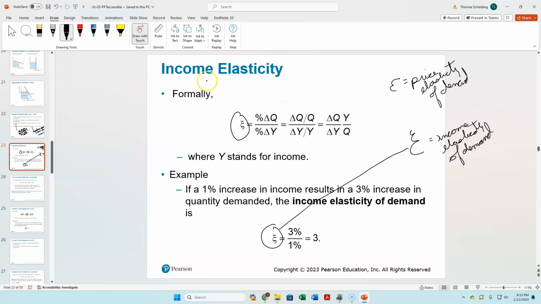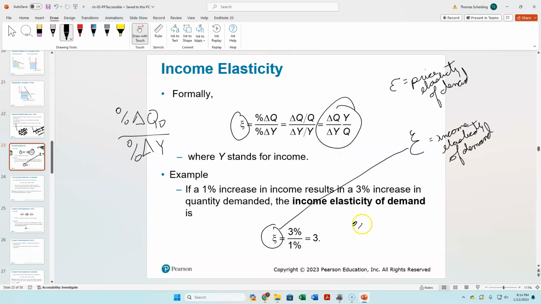So here, when we're talking about income elasticity, what we're saying is, what is the percentage change in the quantity demanded over the percentage change in income, where Y stands for income. Much the same way we discussed things when we talked about price elasticity of demand, instead of delta Q over delta P, P over Q, now we have delta Q over delta Y, Y over Q.